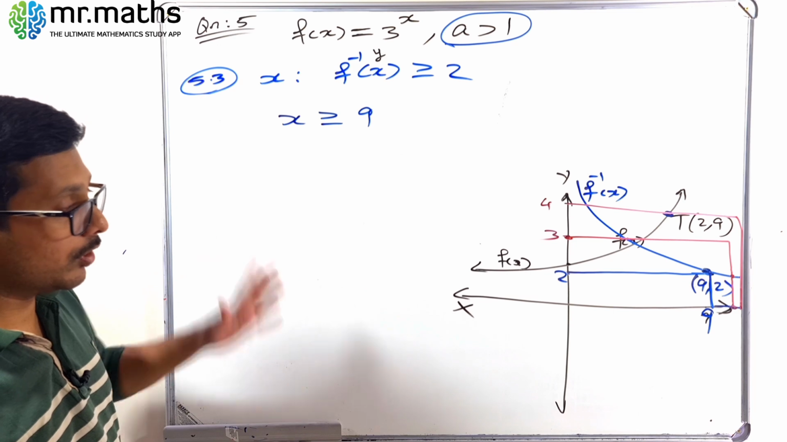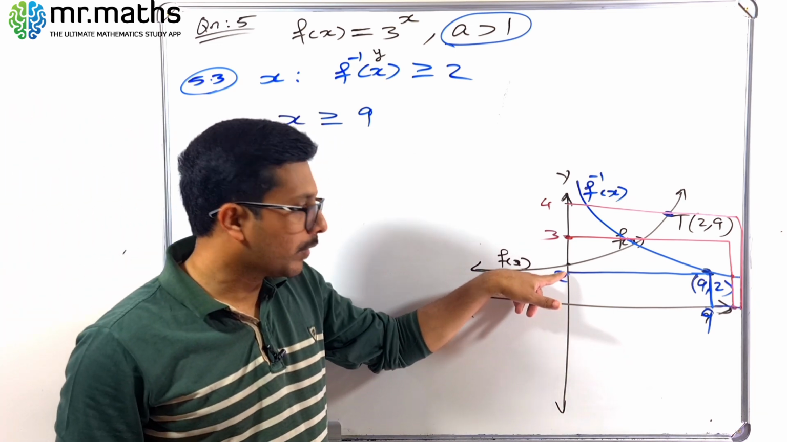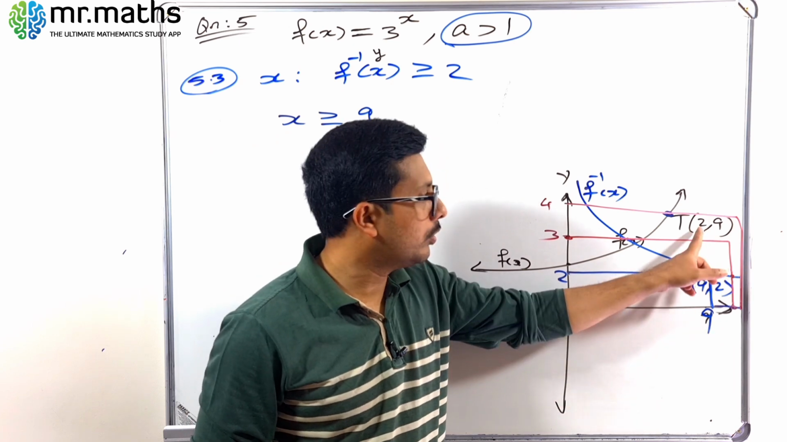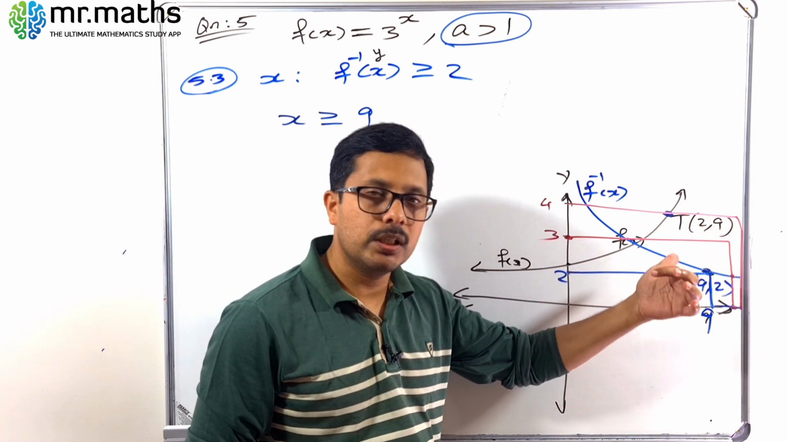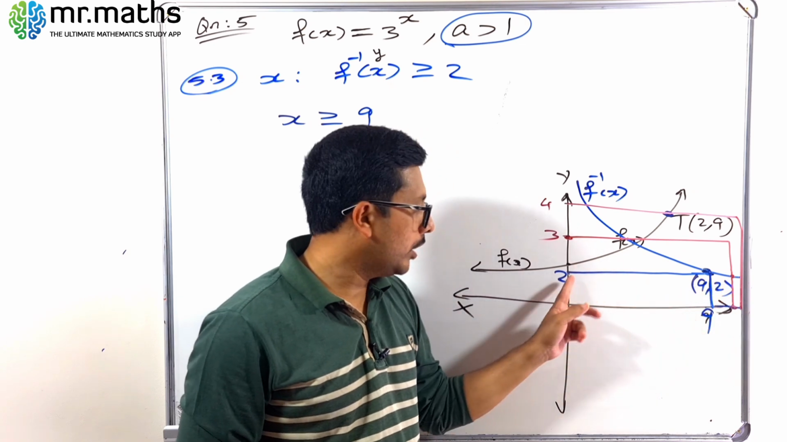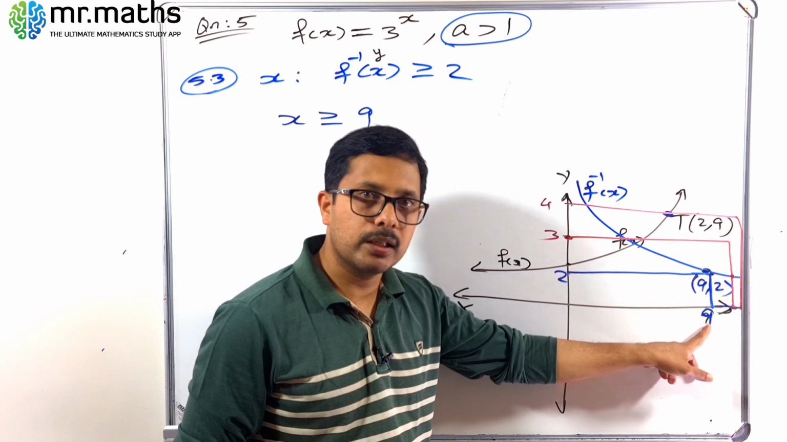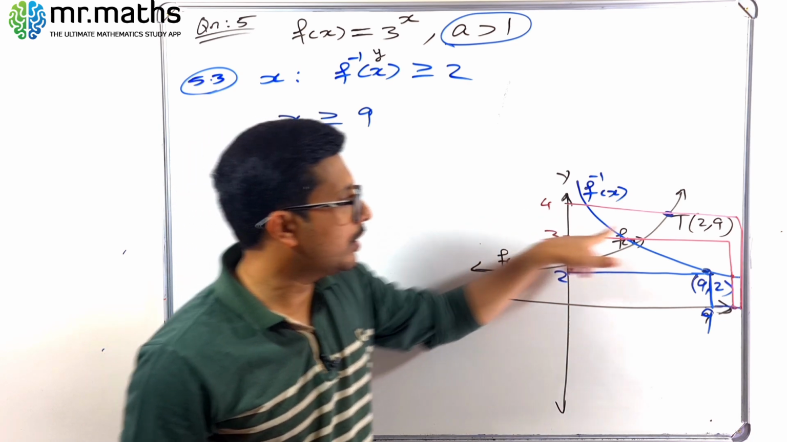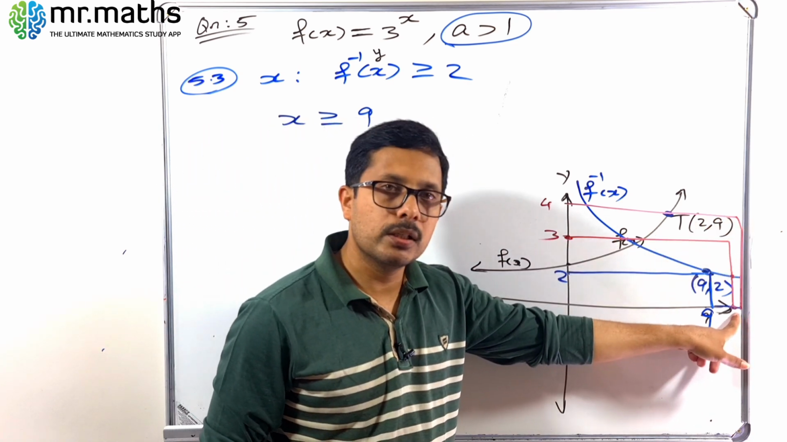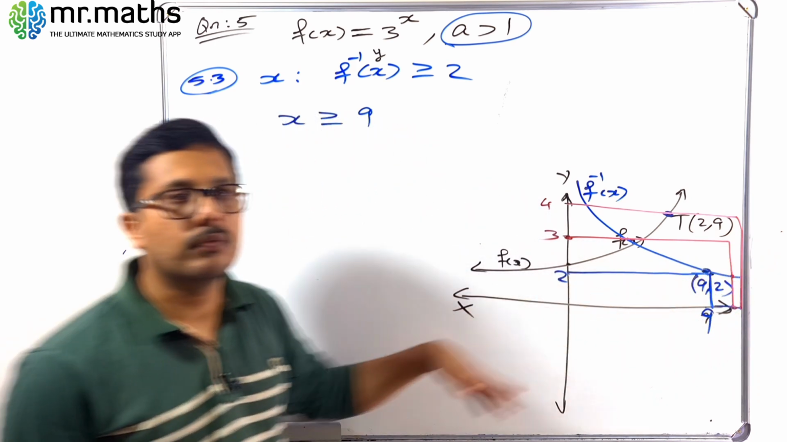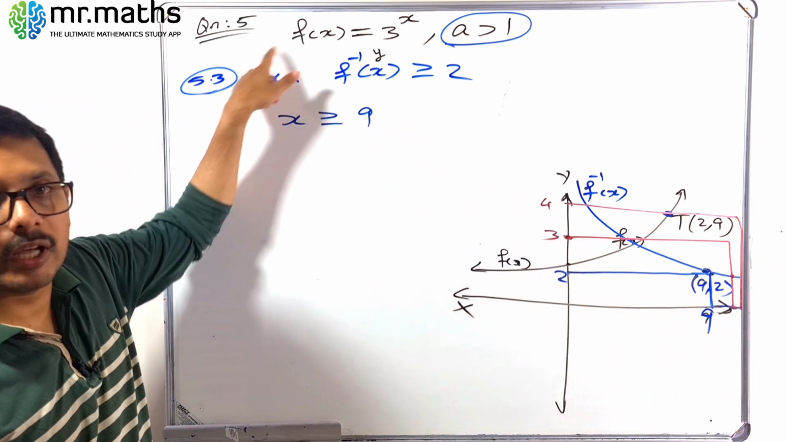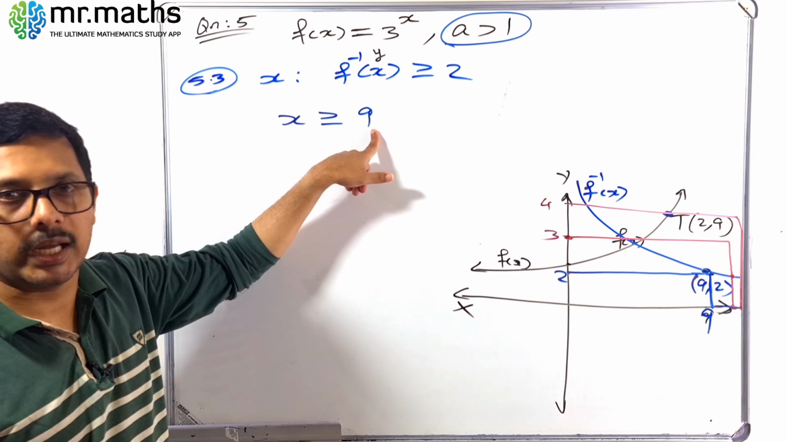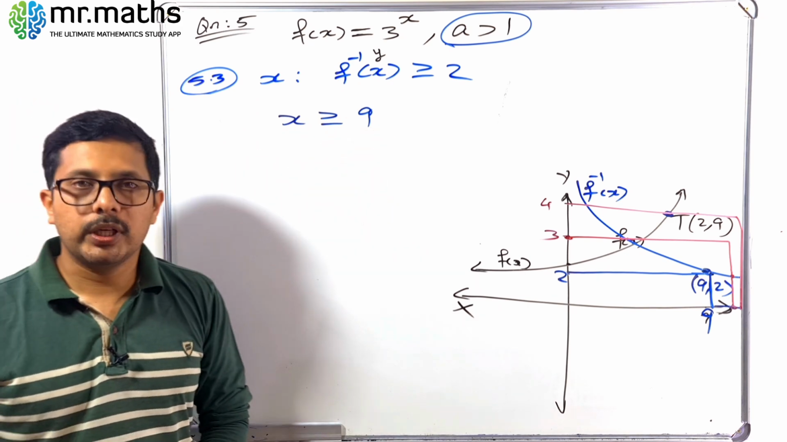So listen once more. First you have to identify, when y is 2, what is the x value? 9, because for the point 2 comma 9, on the inverse graph you swap to 9 comma 2. So when y is 2, x is 9. If you take any y value greater than 2, the corresponding x value is greater than 9. The question is to find the values of x. So x is greater than or equal to 9. That is question number 5.3.